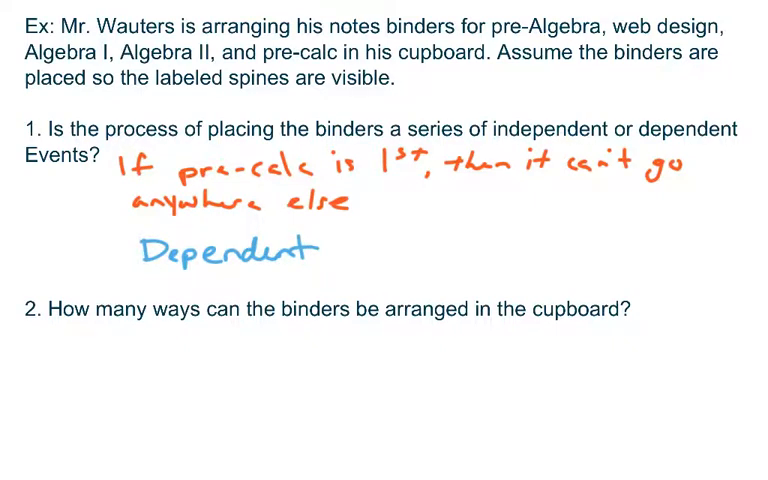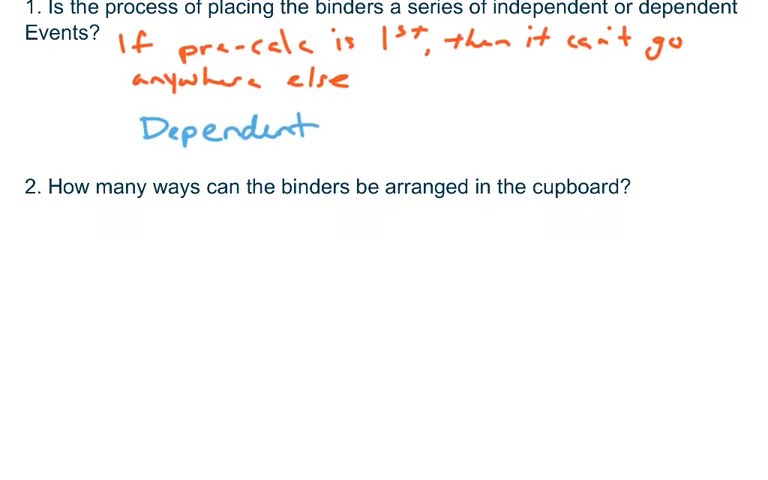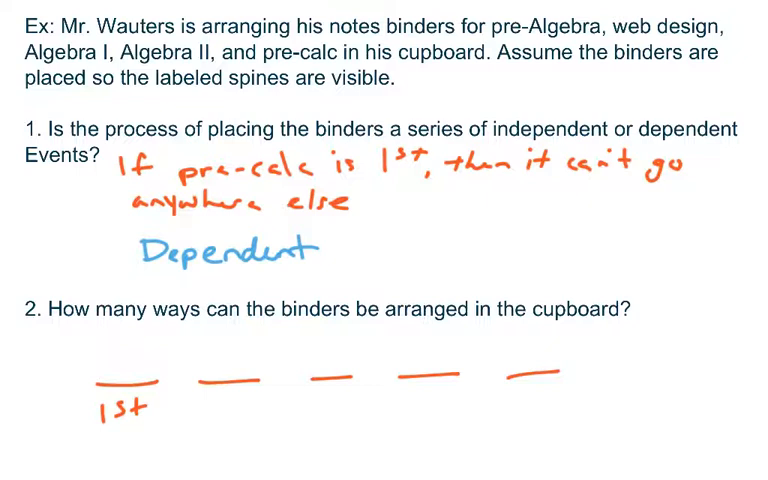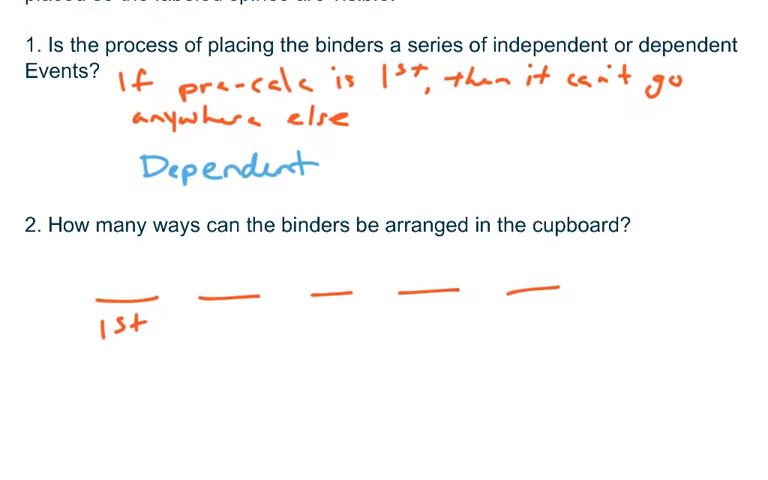Question number 2, how many ways can the binders be arranged in the cupboard? Now, this is a permutations problem, we're arranging all of the binders. So I'm just going to make 5 spaces. 1, 2, 3, 4, 5. I've got 5 binders, 5 spaces. So my first binder, how many choices do I have? Well, I've got 1, 2, 3, 4, and 5 classes. So my first binder, I have 5 choices.